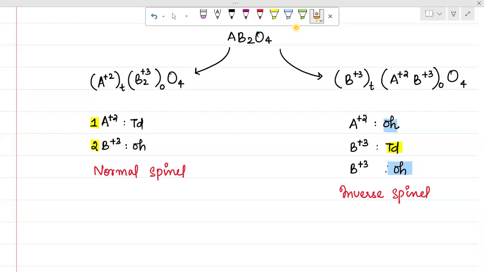So we have to try and predict whatever spinel is given to you, whether it is normal or whether it is inverse, is what we are going to try and find out. So let's try. Let's do one by one. The first question is Mn3O4. You have to find whether this is a normal spinel or an inverse spinel.